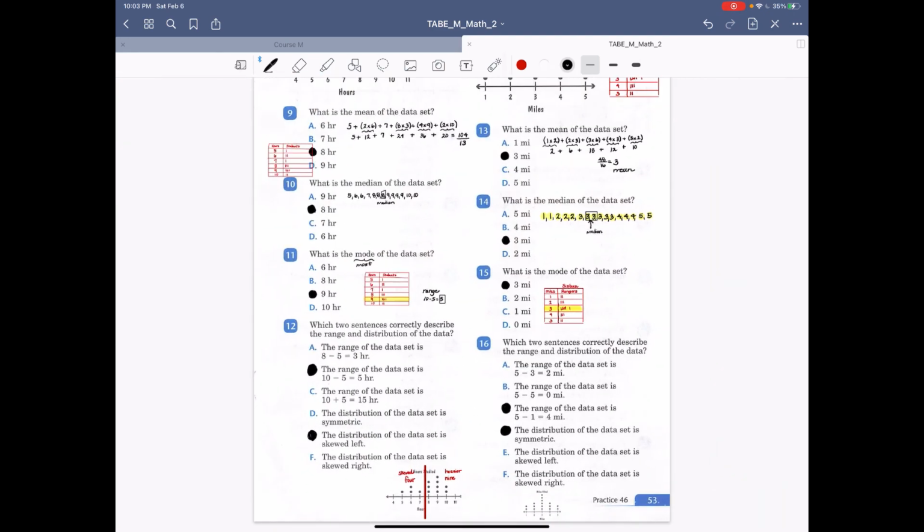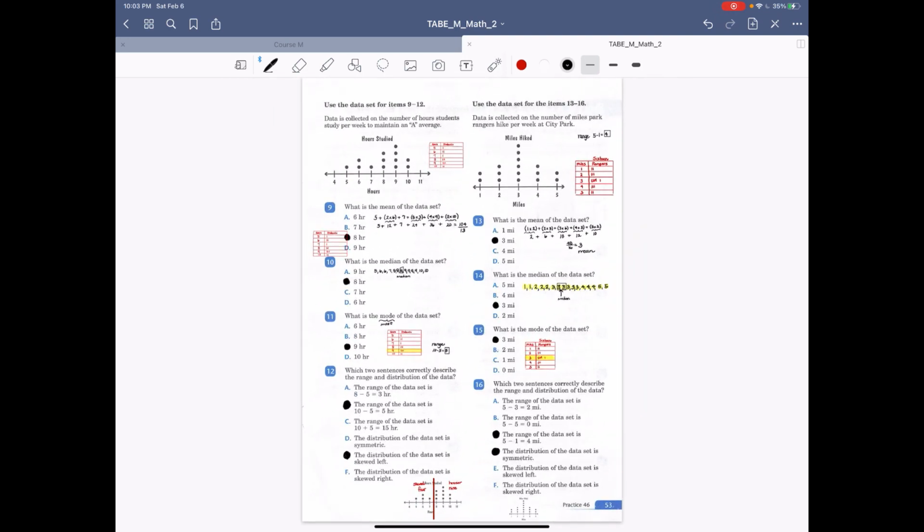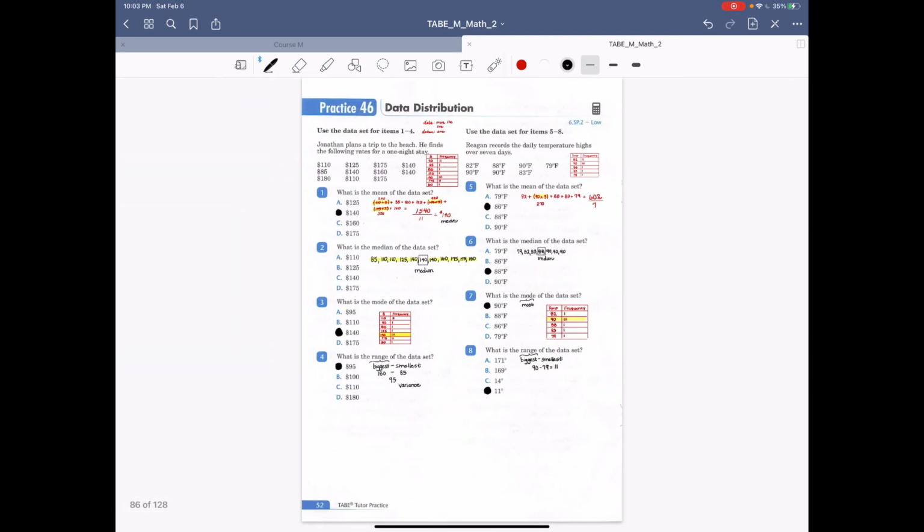I really enjoy these kinds of graphs. This is what I thrive on, but not everybody does. So if you have questions about mean, median, mode, and range, please do not hesitate to talk to your instructor.